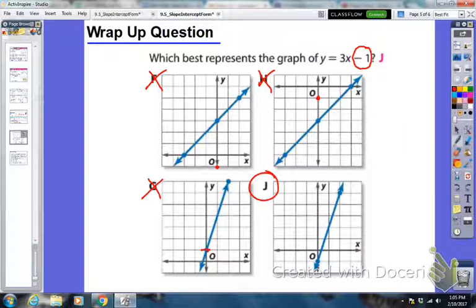Okay. And we could also make sure the slope is equal to 3. If I'm from this point down here, I gotta rise 1, 2, 3, 4, 5, 6, and run 2. 6 over 2 gives you a slope of 3, so that checks out.